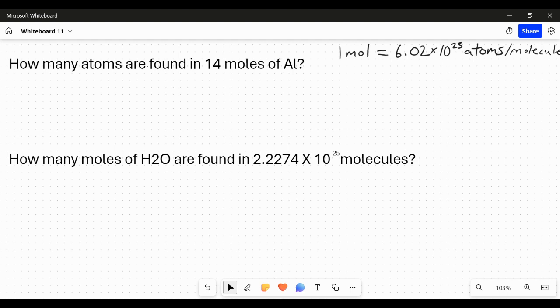The first one says, how many atoms are found in 14 moles of aluminum? So we're going to do these problems very similarly to the previous ones. We're going to start by just writing down what we know. 14 moles of aluminum. We're going to set up our chart. Now, whatever unit we start with, that goes on the bottom right. And on the top, we're going to put what units we're looking for. In this case, we're looking for atoms of aluminum.